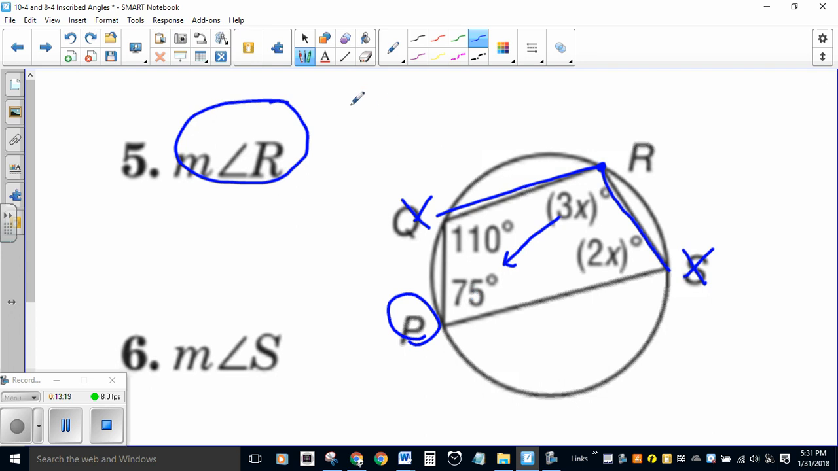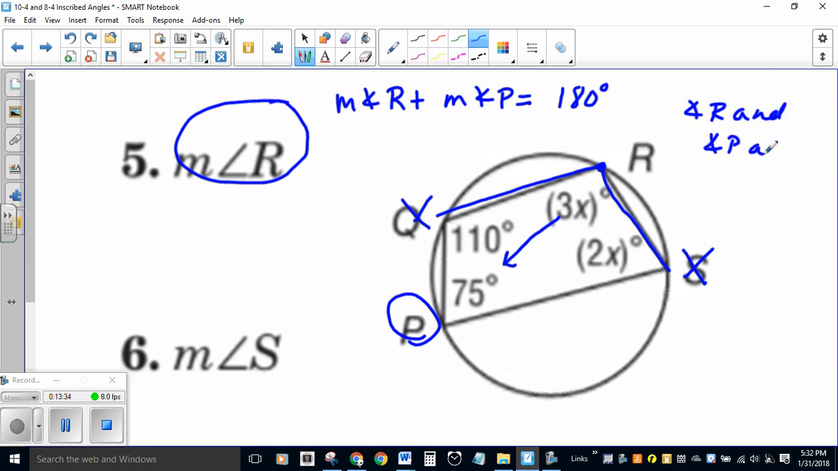So that means that those two angles, when I add them together, because it says they're supplementary, equals 180 degrees. Okay, so angle R and angle P are opposite angles, meaning they are not connected by a side of the quadrilateral.